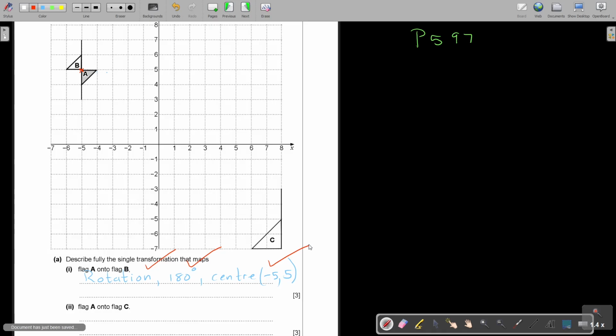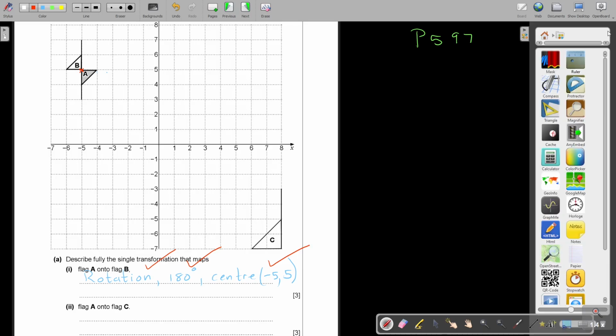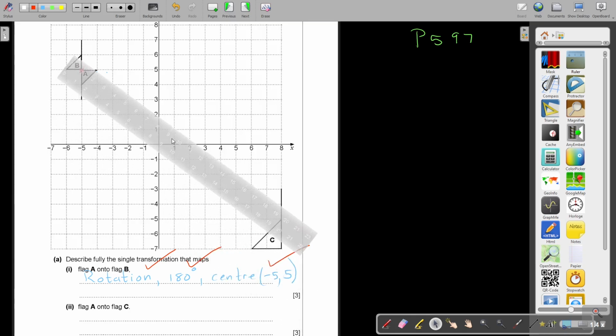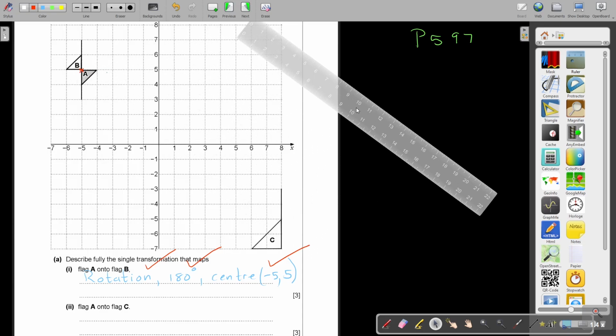Okay. Then flag A onto flag C. So A to C. Now it will be good if you take a ruler here, because that helps you. Let me see if I can get my ruler here to help me. Sometimes I'm struggling a little bit with my digital instruments, but let's try, because that will help you determine that center. Okay, so the first thing is you must connect the same points. So let's take that red one and we will connect it to this red one here. So we will draw a line there.